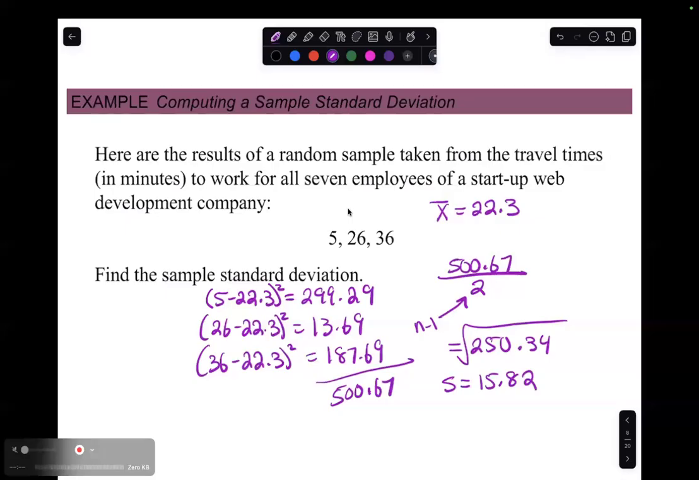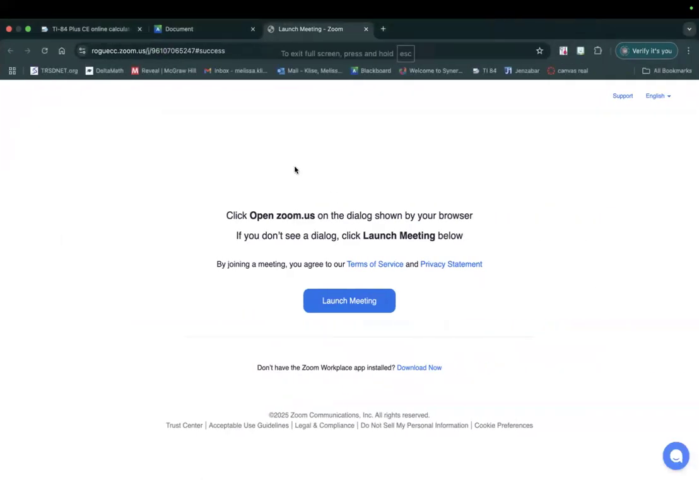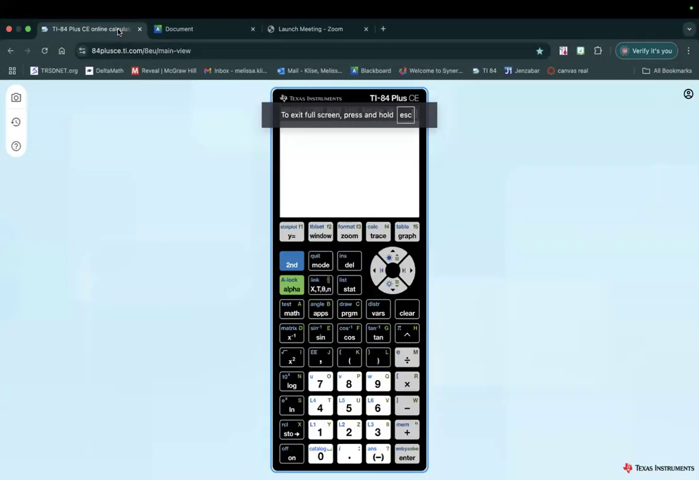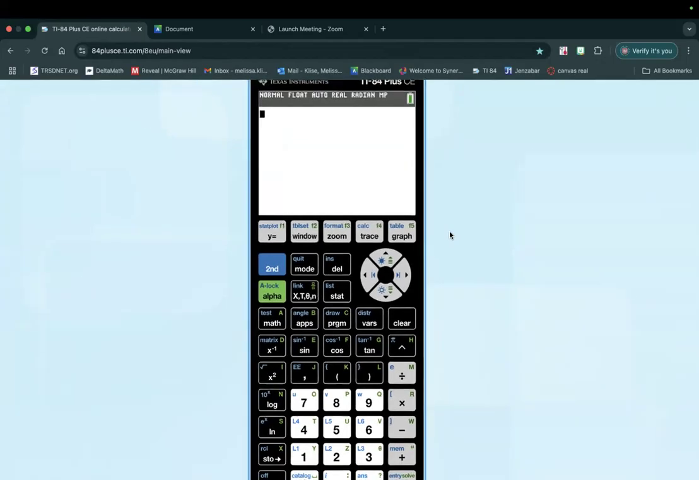Ready to use your fancy calculator? I'm going to use the test scores. So I want to pull those up. Go over to my calculator. I will do this slowly. Make sure you stop me and ask questions if you need to.